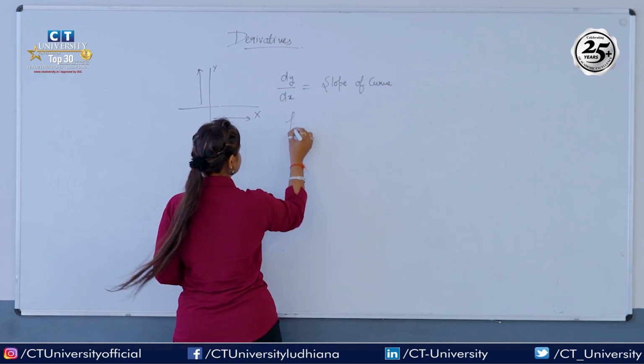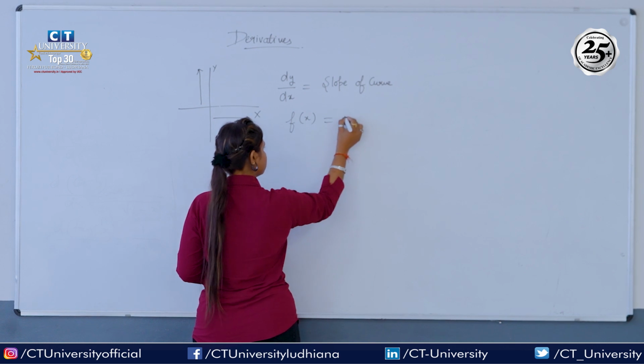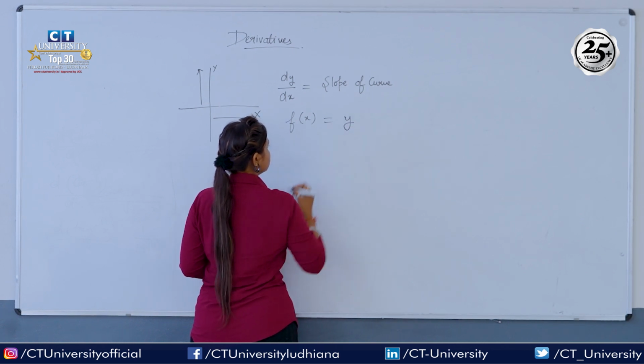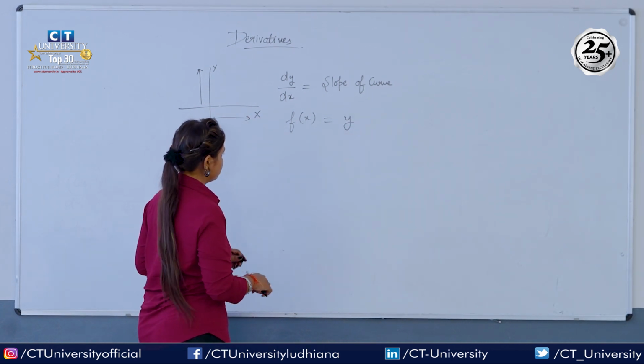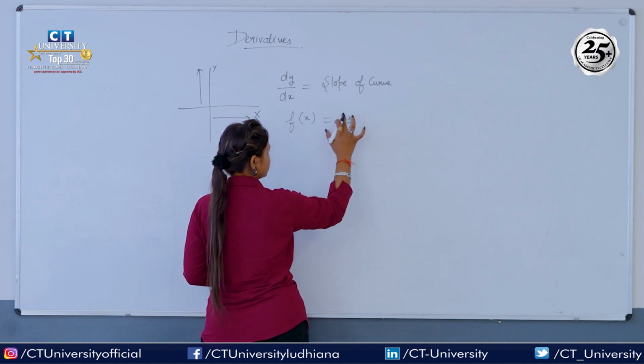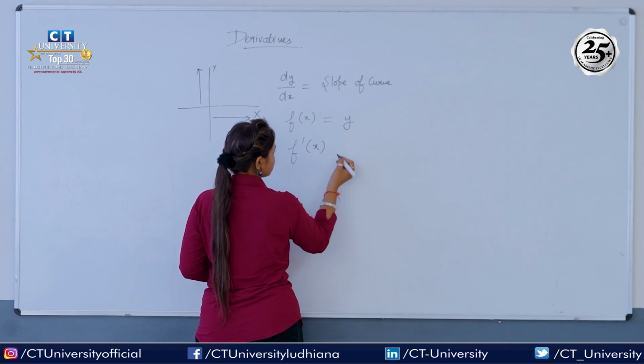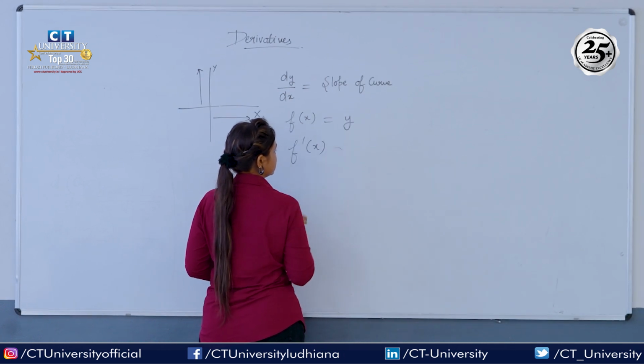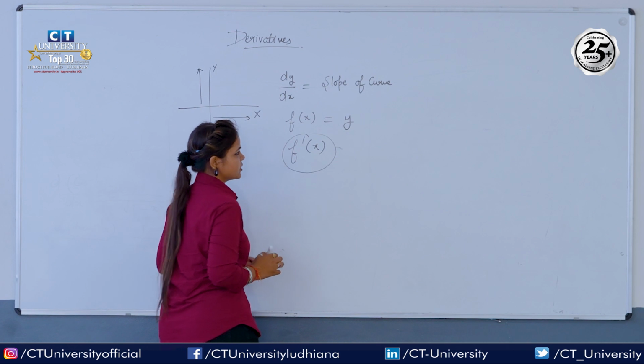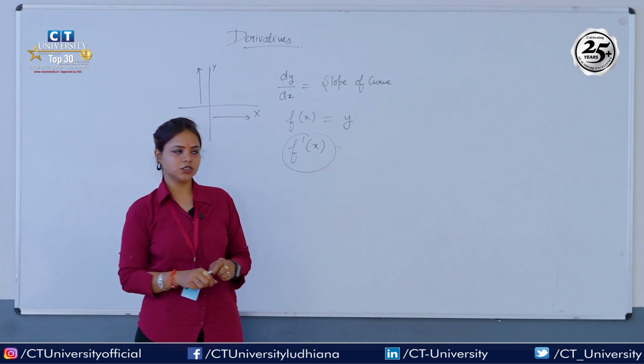If a function f(x) is dependent on the variable x, here y is the dependent variable, and f dash x is called the derivative of the function. This term represents the derivative of the given function.